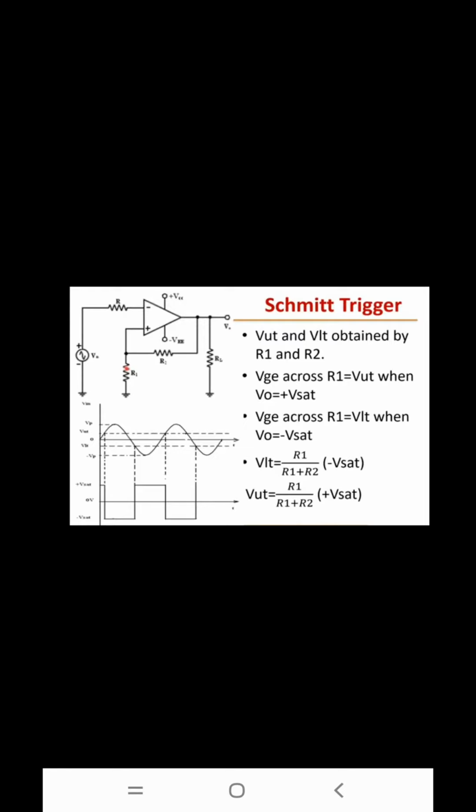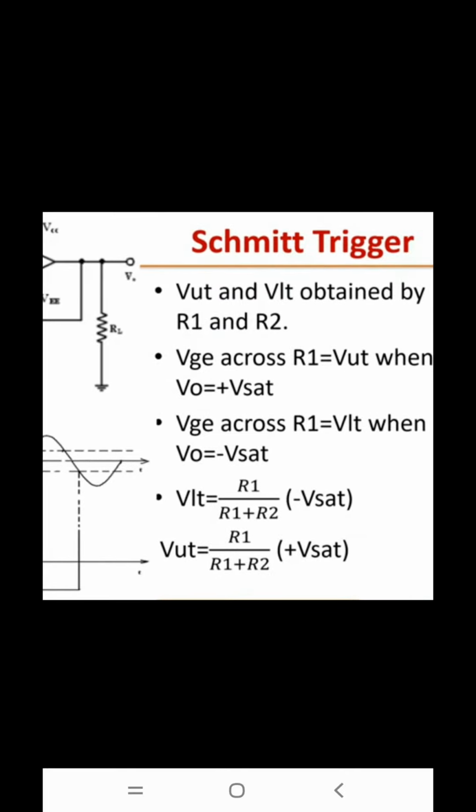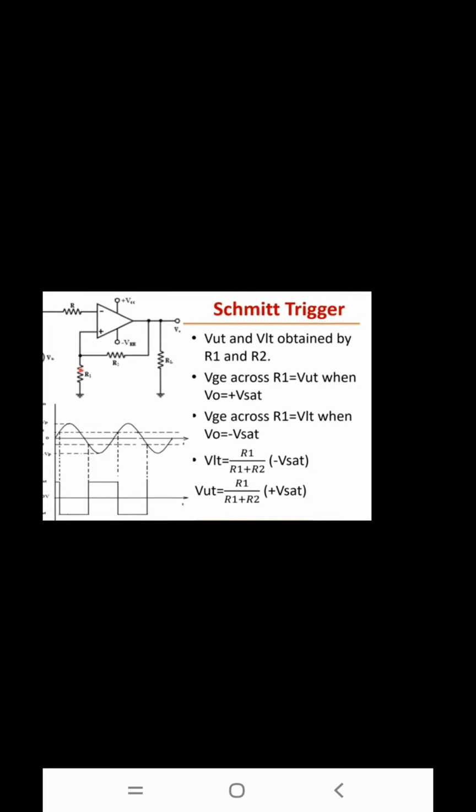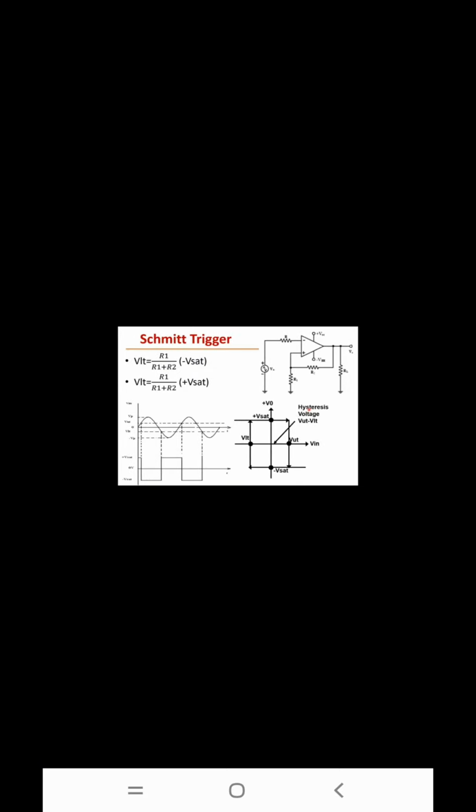Okay, so for Vin values greater than VLT, V0 is at negative saturation voltage, that is minus Vsat. So hence this VLT is given as R1 divided by R1 plus R2 into minus Vsat. Okay, so thus if the threshold voltages VUT and VLT are made larger than the input noise voltages, then the positive feedback will eliminate these false output transitions.